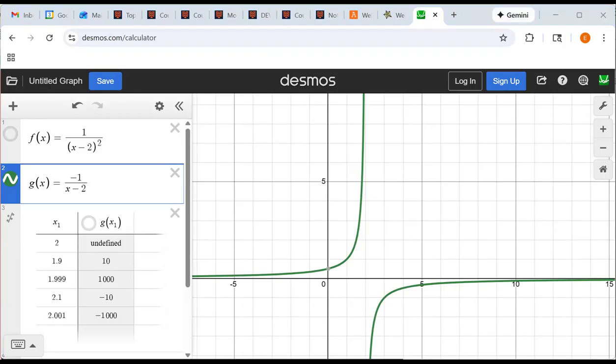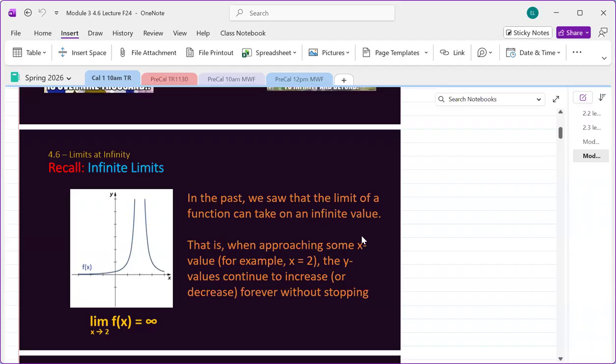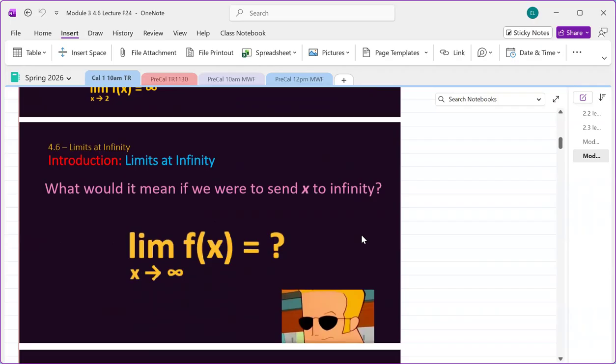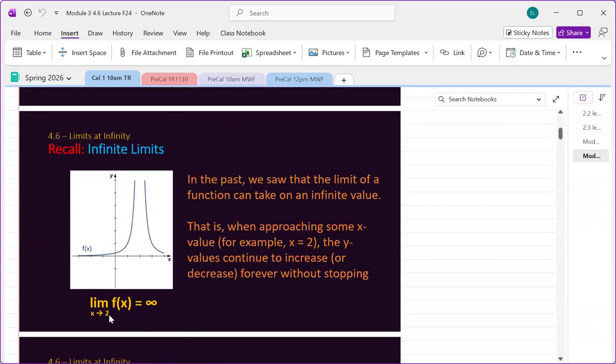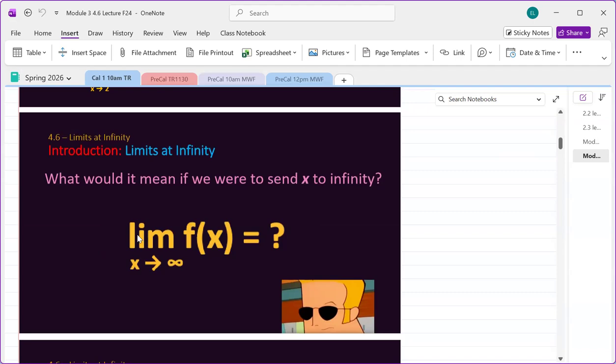All right, I'm going to flip it back to the module. But now, instead of looking at limits as we approach a number that equal infinity, now we're asking, what happens if we send x to infinity? So as x increases without bound, gets bigger and bigger and bigger, what could happen to a function? So what happens to most functions you've seen when x grows and grows and grows?